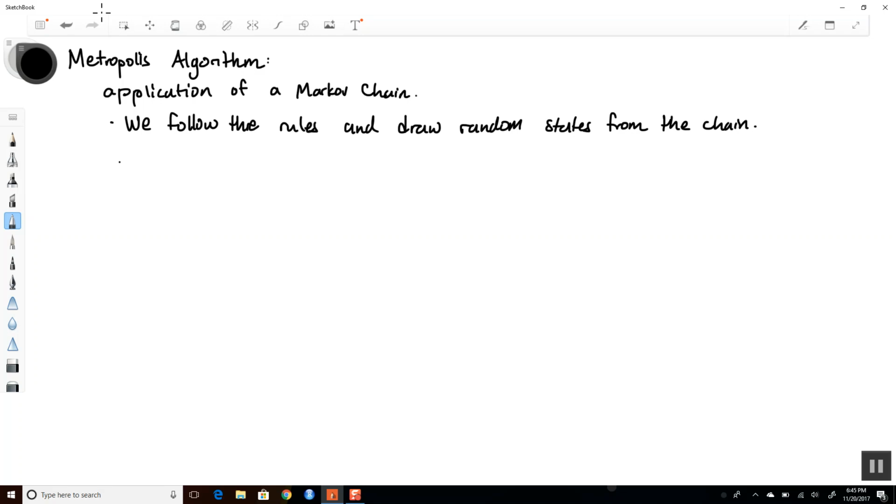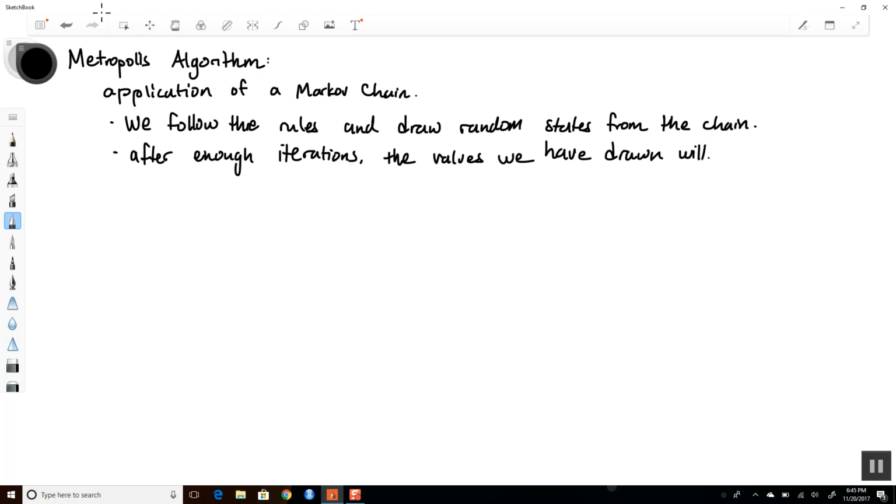And after enough iterations, the values we've drawn will resemble the stationary distribution.